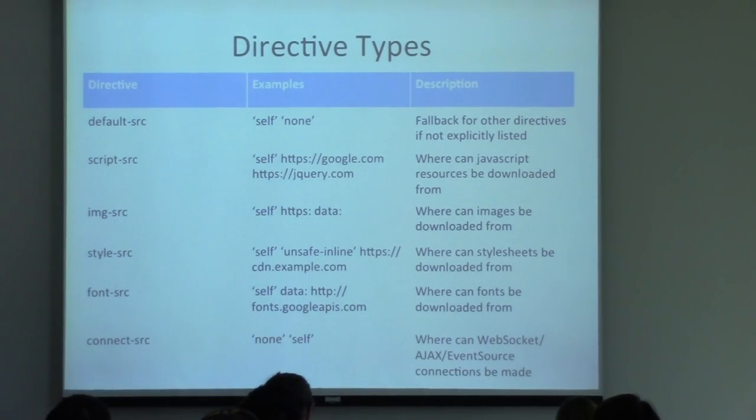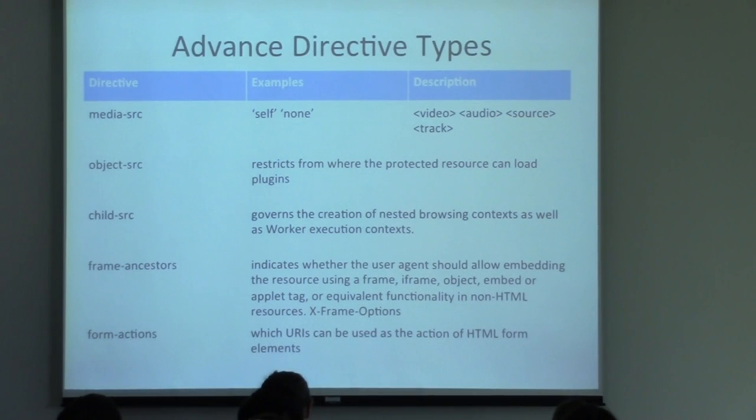So I put up all the directives. I don't think we need to cover them. Most of them are pretty self-explanatory, like we just talked about default source and script source. You can kind of guess script source only allows scripts from these places, and likewise images, styles, fonts, connects. These all make sense. For connects, connects can be WebSockets, AJAX, or event sources, the different mechanisms the browsers use. And then there's a lot of advanced directives, especially in the new draft. Media kind of goes with the previous page, there just wasn't room. Media is anything in a video, audio, source, or track element.